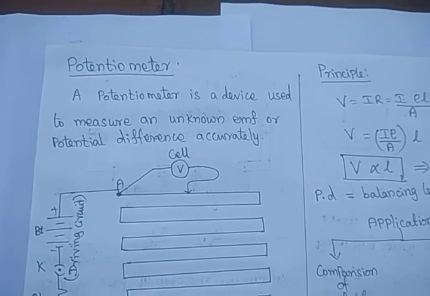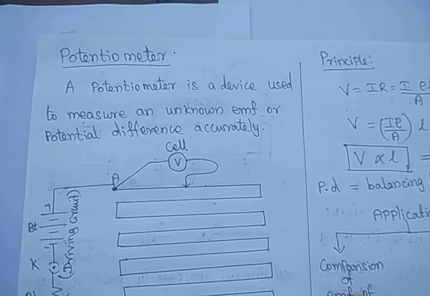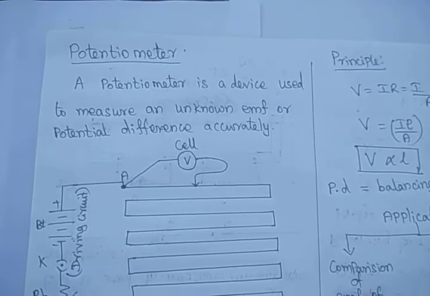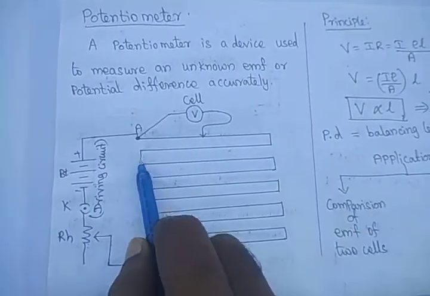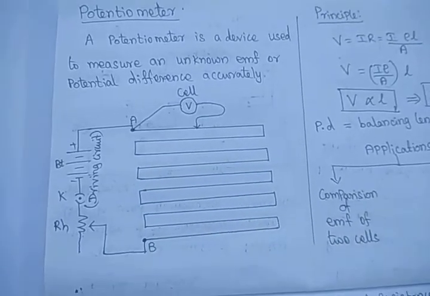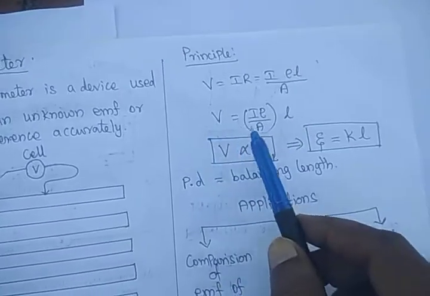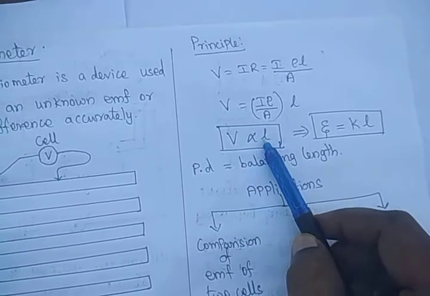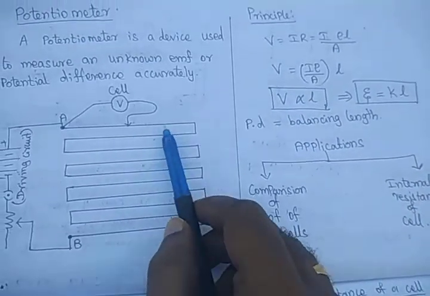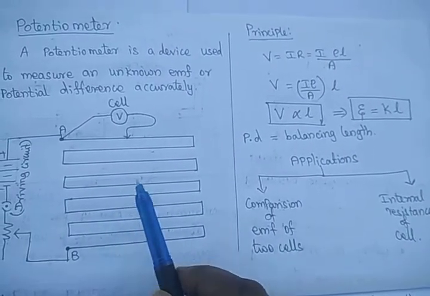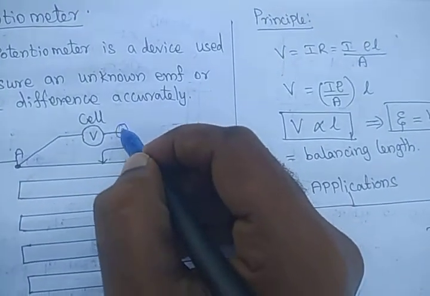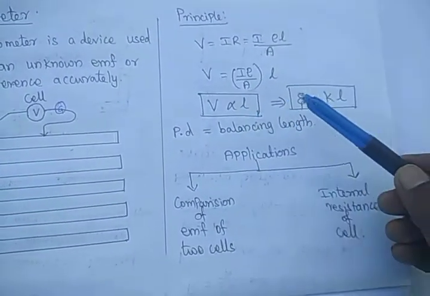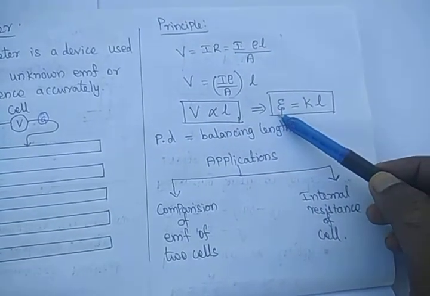Next, we studied the potentiometer. Similarly, we can calculate the resistance of the resistor very easily. The principle is the same, but slightly modified by using the driving circuit. Instead of a 1 meter wire, we use a 10 meter wire. Then the voltage is directly proportional to the balancing length. What is balancing length? When we move the jockey over the wire to a particular point, the galvanometer G shows zero deflection. Then that voltage is proportional to the EMF.